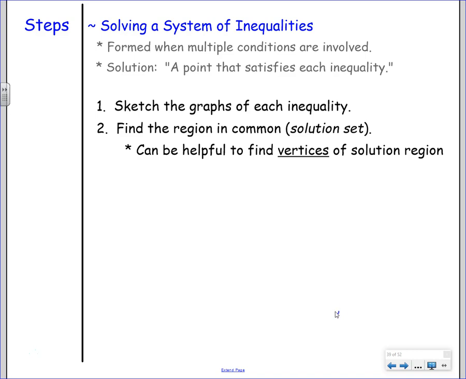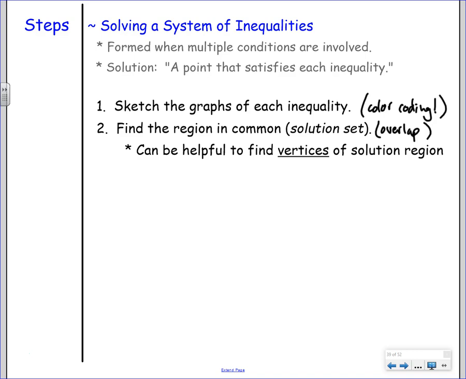So what are we going to do? Take each one, sketch them individually. Color coding would be a great idea, yeah? Maybe. Then find a region in common, aka find the solution set. The solution set, which I'm going to call, just to be simple, the overlap. Where do they all overlap?